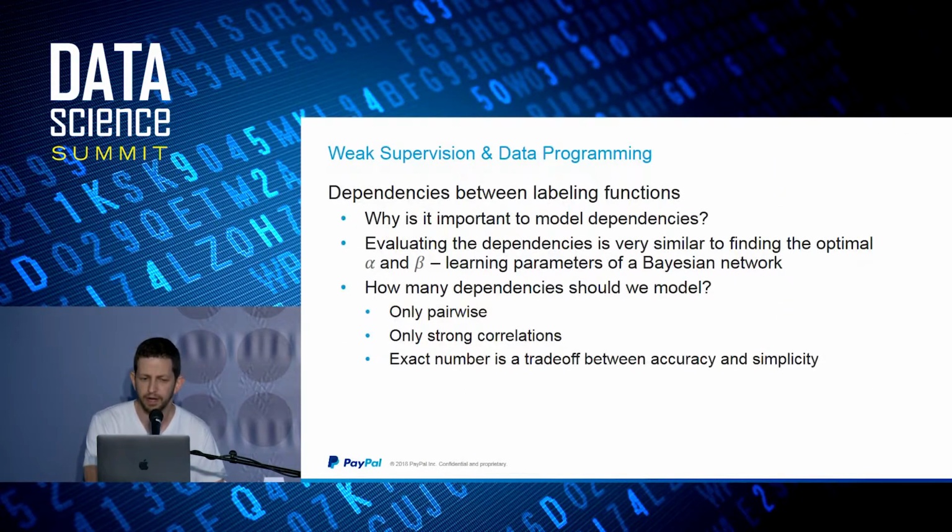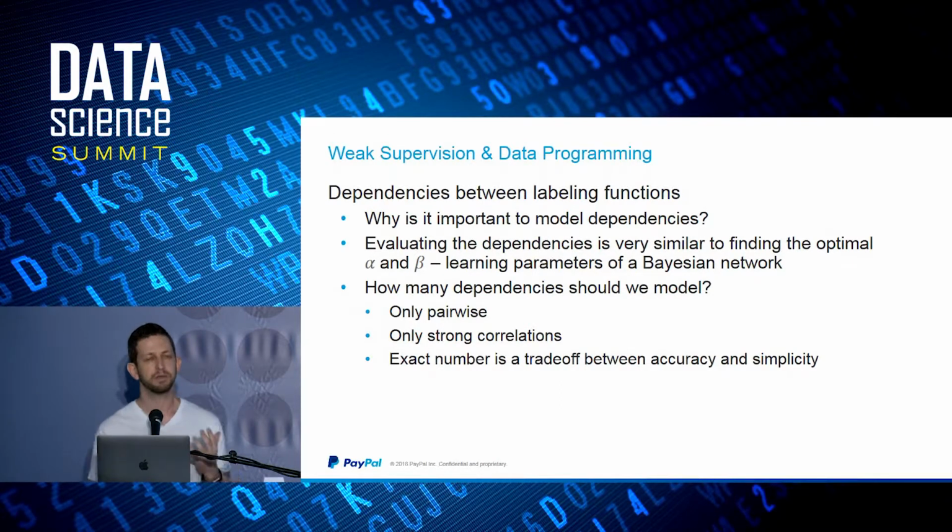All right, so now to simplify things, I assumed in this explanation that the labeling functions are independent. That's actually a very bad assumption. As you've seen in the examples I presented before, the labeling functions that we write are going to be highly dependent. And it's very important to model these dependencies because it's going to affect our estimate of the probability of an example being good or bad. So it turns out that to evaluate the dependencies between different labeling functions, we can use a very similar methodology to what we've seen in the previous slide.